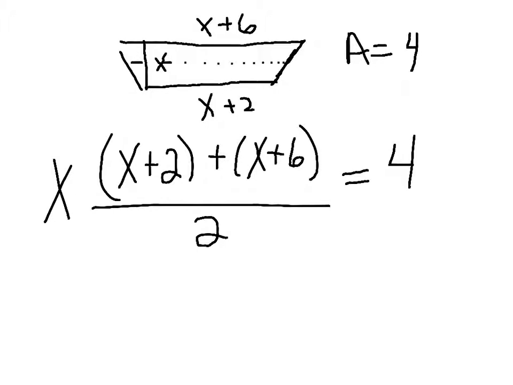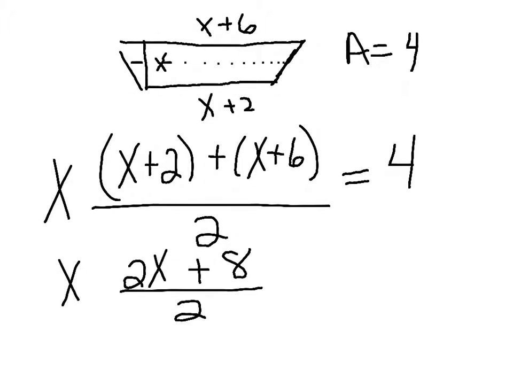So let me go ahead and do that. Adding these two bases together, x plus x gives me 2x. 2 plus 6 gives me 8. I'm going to divide by 2, multiply by x. So if I divide by 2 here, what I'm really doing is splitting these fractions up with 2 underneath them to say that is really x times 2x over 2 plus 8 over 2.